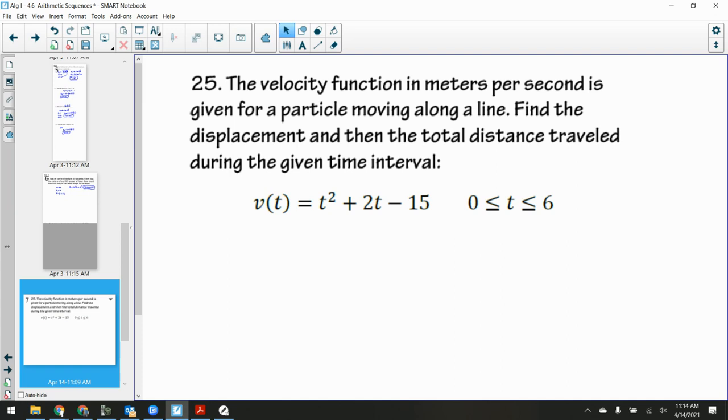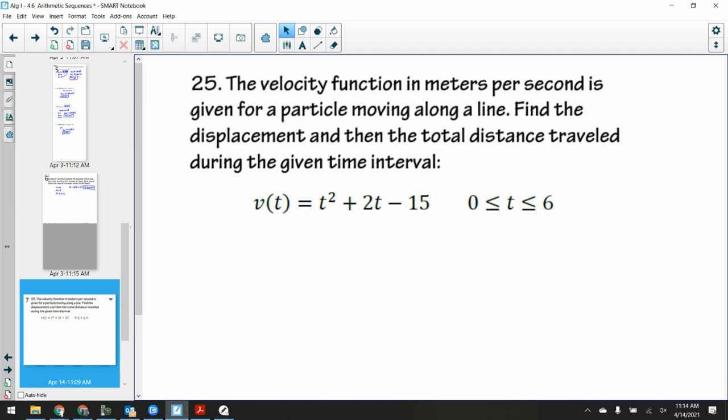Okay, so number 25, the velocity function in meters per second is given for the particle moving along the line. Find the displacement and then the total distance traveled during the given time interval. All right, so the displacement, the net change, is the integral, right? The net change from starting point to ending point is basically just the integral.